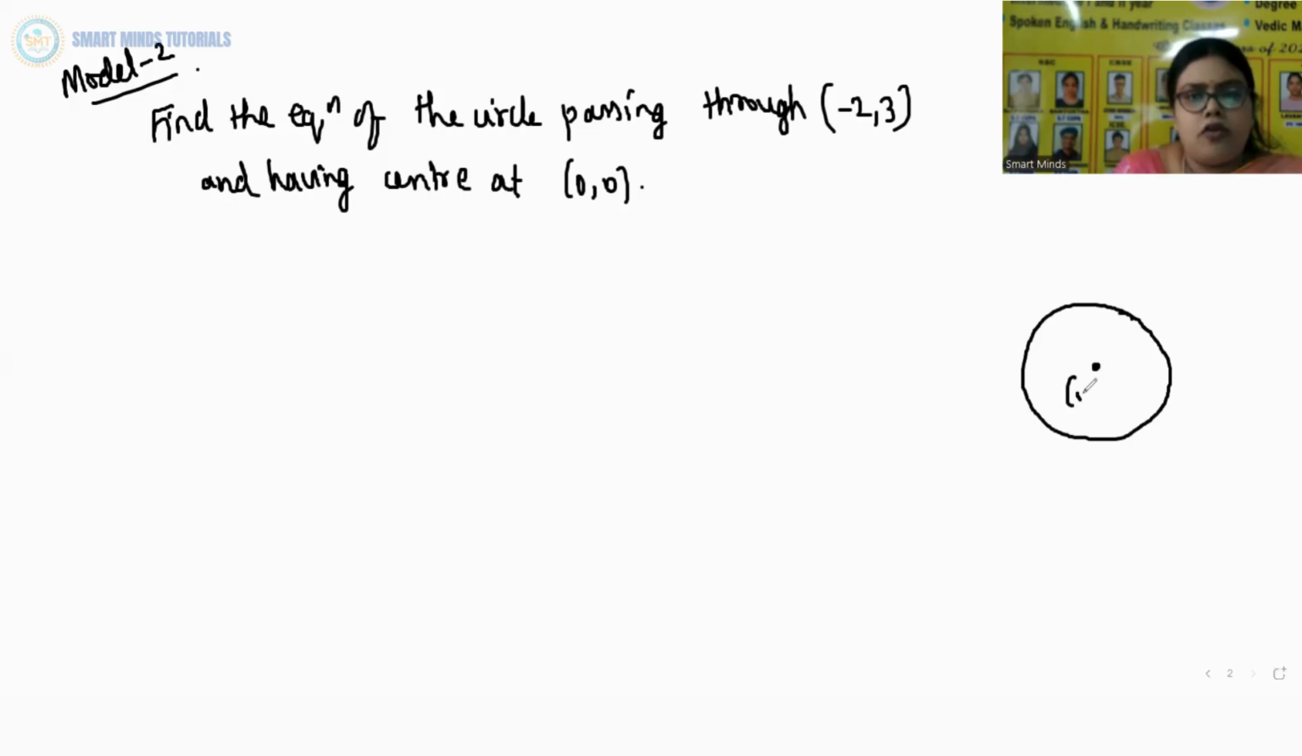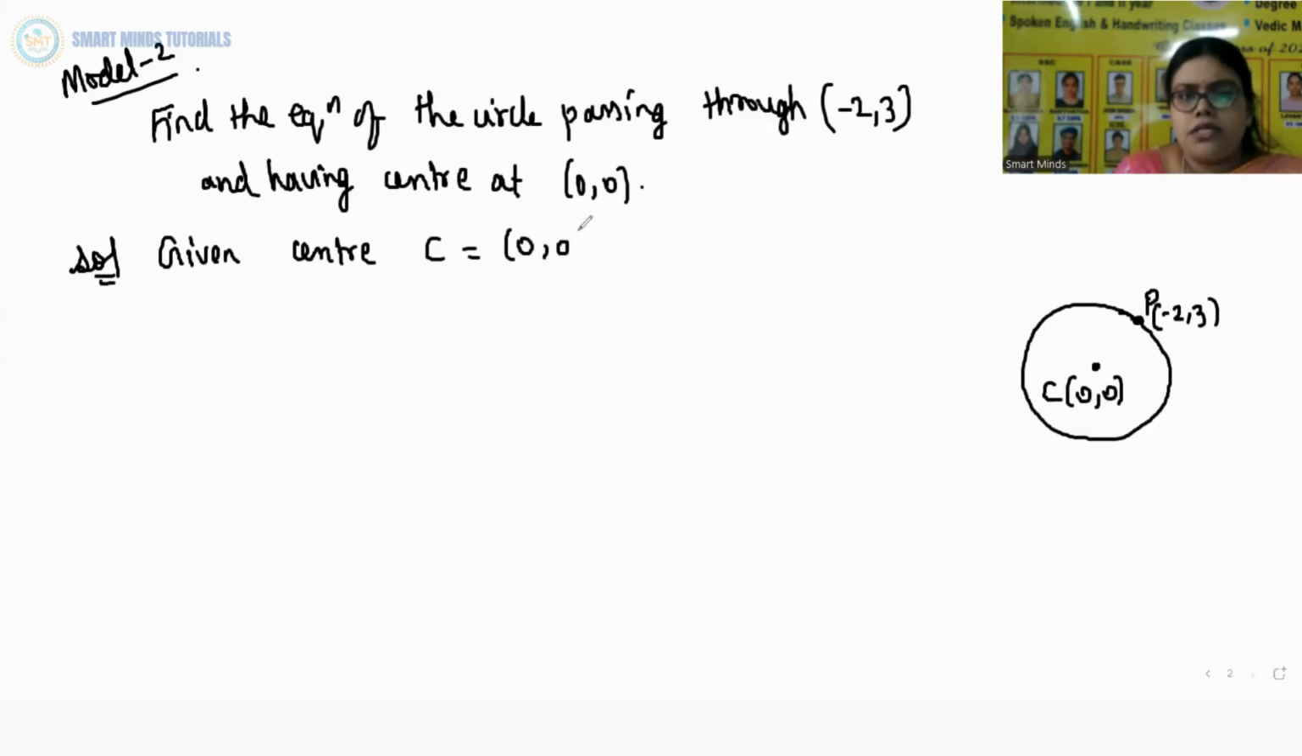Center is at (0, 0), and the circle is passing through (-2, 3), which means a center is given and a point is given. So first let us write down the given: center C is equal to (0, 0) and point P is equal to (-2, 3).